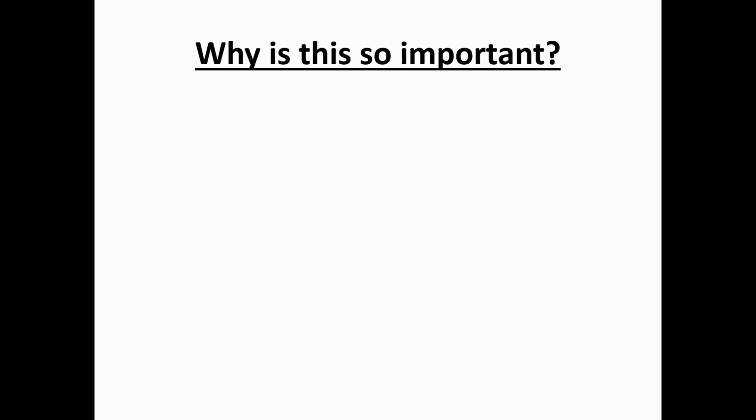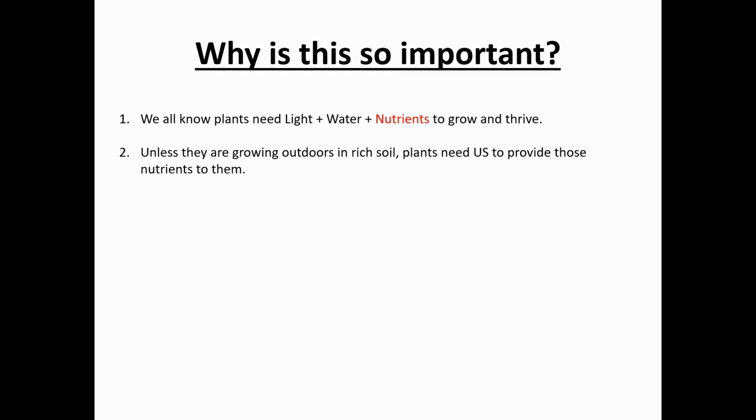You might ask why this is so important. Well, we know that plants need light, water, and nutrients to grow and thrive. If they're growing outdoors, they'll get all of the nutrients they need from a nice rich soil. But when they're grown inside, they need to get all of their nutrients from us.